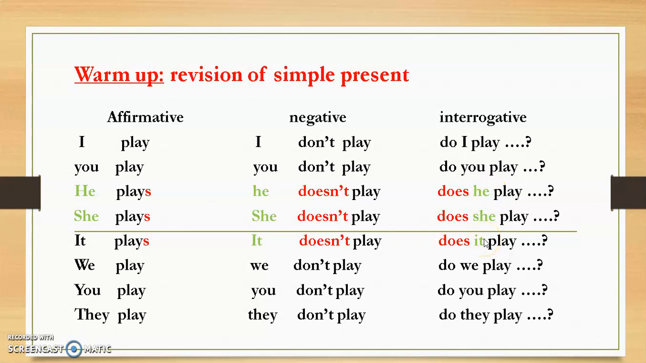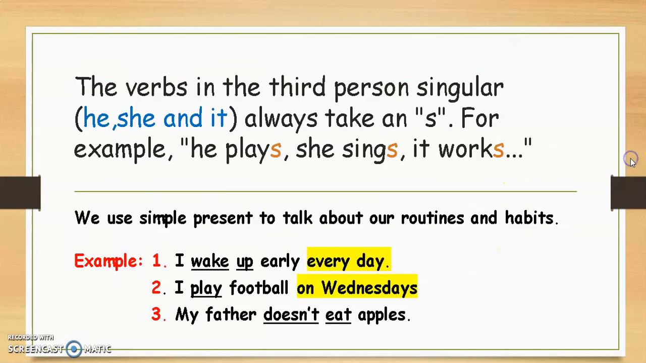So the rule is super easy. We add an s in the third person singular, he, she, and it. For example, he plays, she plays, it plays, she sings, he sings, it sings, it works, he reads, she eats. So basically, if you want to conjugate any verb in simple present, all you have to do is add an s in the third person singular, he, she, and it.